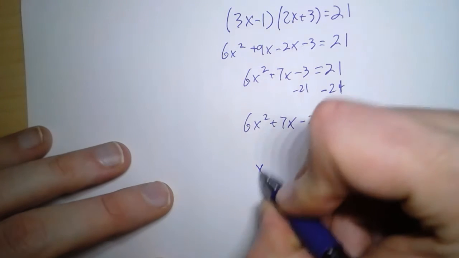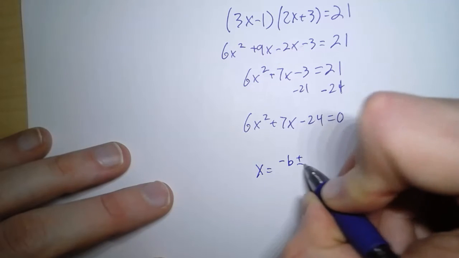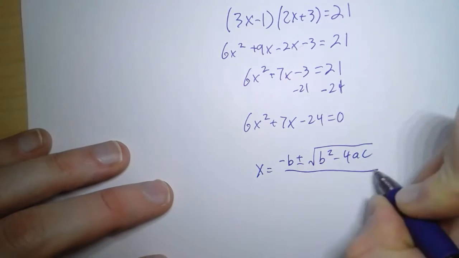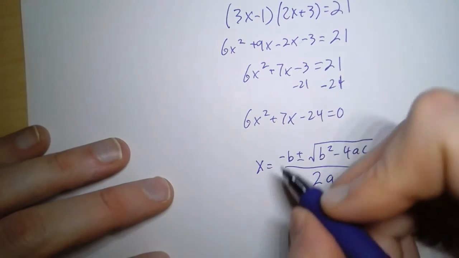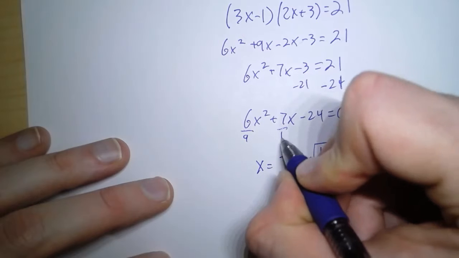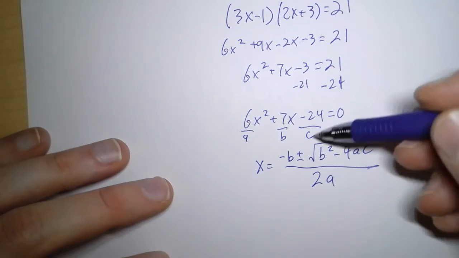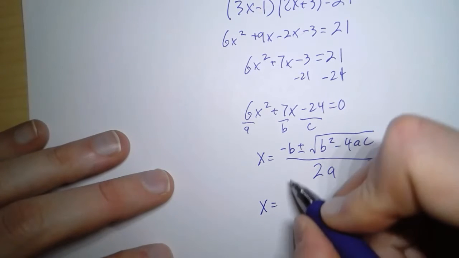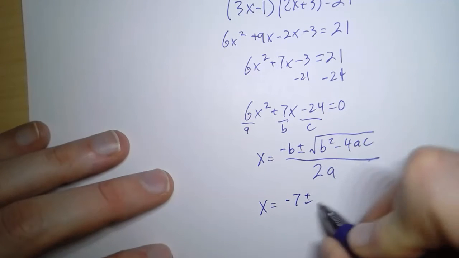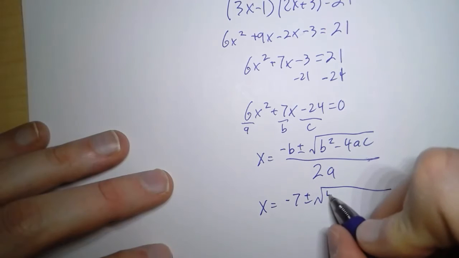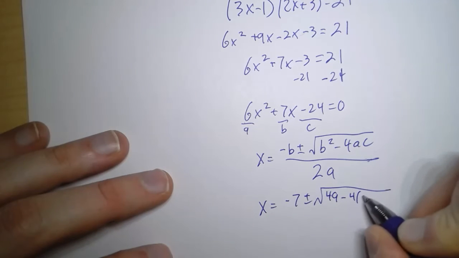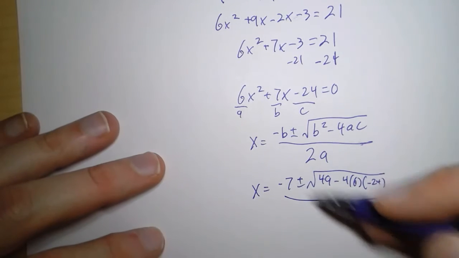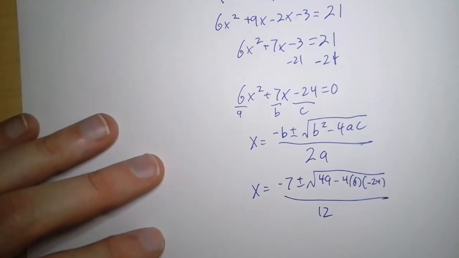So the quadratic formula is x equals negative b plus or minus the square root of b squared minus 4ac all over 2a. So this is a, this is b, and this is c. Now remember, with c, that includes the negative. So we have negative b, which is negative 7, plus or minus the square root of b squared, which is 49, minus 4 times a, which is 6, times c, which is negative 24, all over 2a, which is 12.